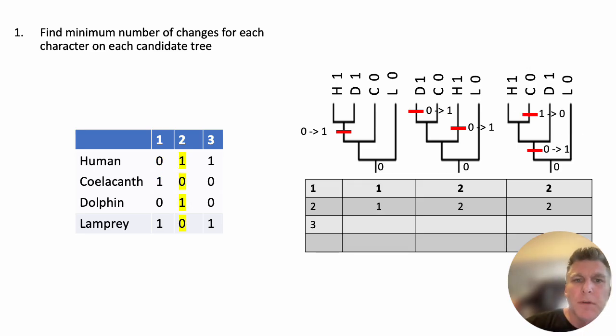For character 2, we can do the same sort of mapping, where in this case our lamprey, the outgroup, has a 0. We assume that's the state down at the root. We can arrange the changes on the tree for the tree on the left to just having 1 change on the branch going to human and dolphin. If we look at the other 2 trees, then there's no way to arrange the traits such that fewer than 2 occur.